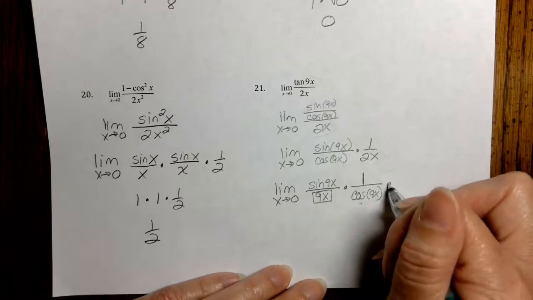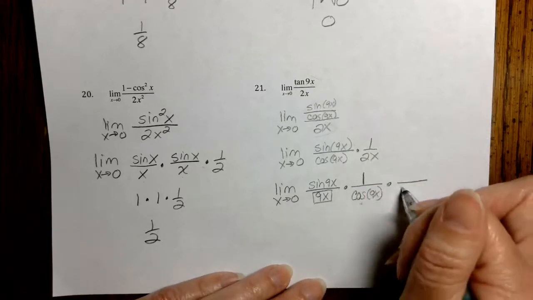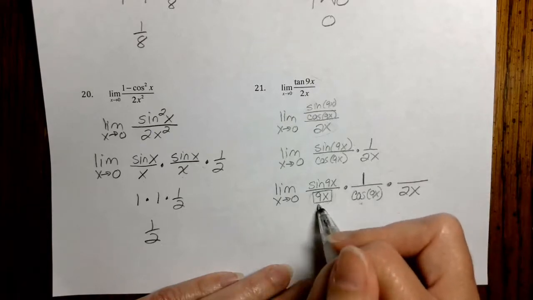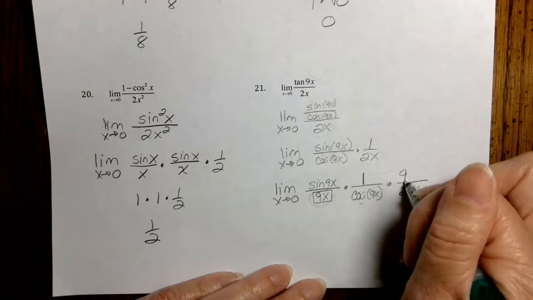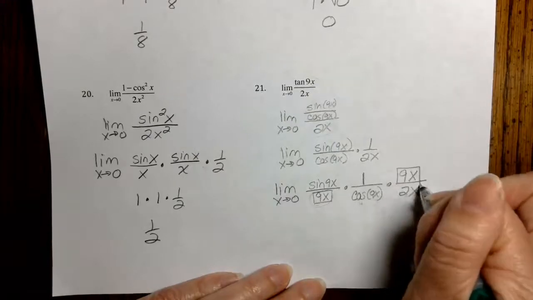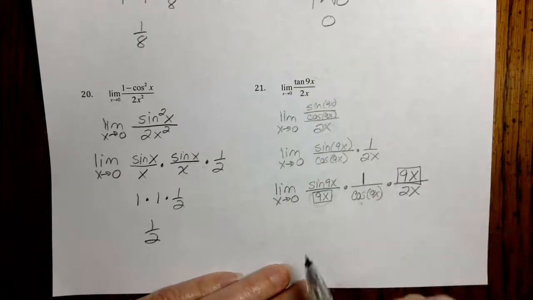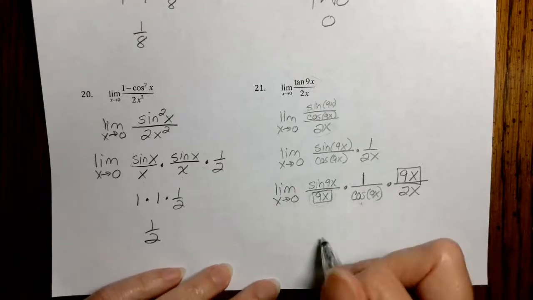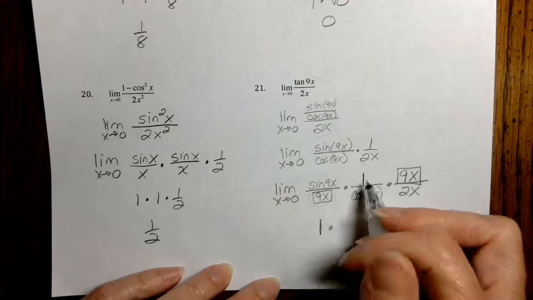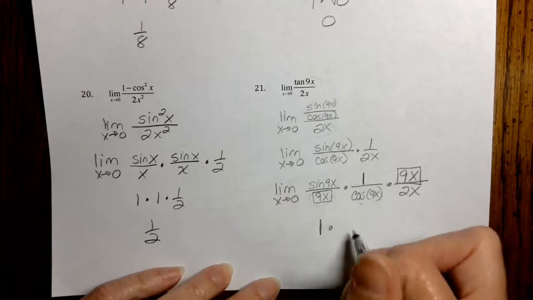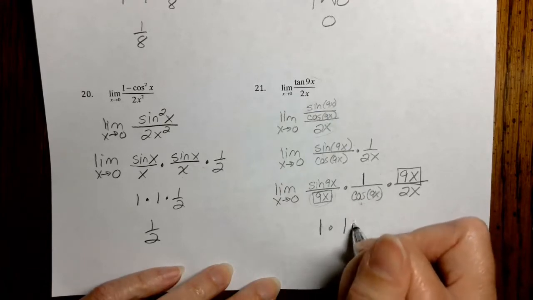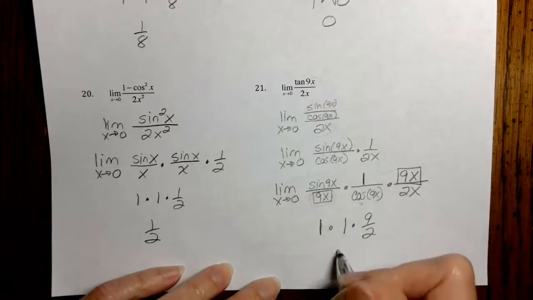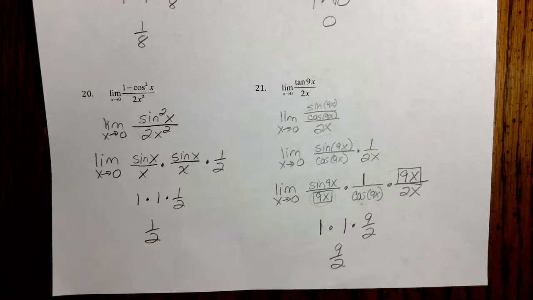Times, I have this 2x left, and then I put in the 9x in the denominator, so to balance it, I'm going to put a 9x in the numerator, and now I can see I've balanced things out. Sine of 9x over 9x goes to a 1. We talked about this. Cosine of 0 is 1. 1 over 1 is 1. The last ratio reduces to 9/2. My answer for this limit is 9/2.